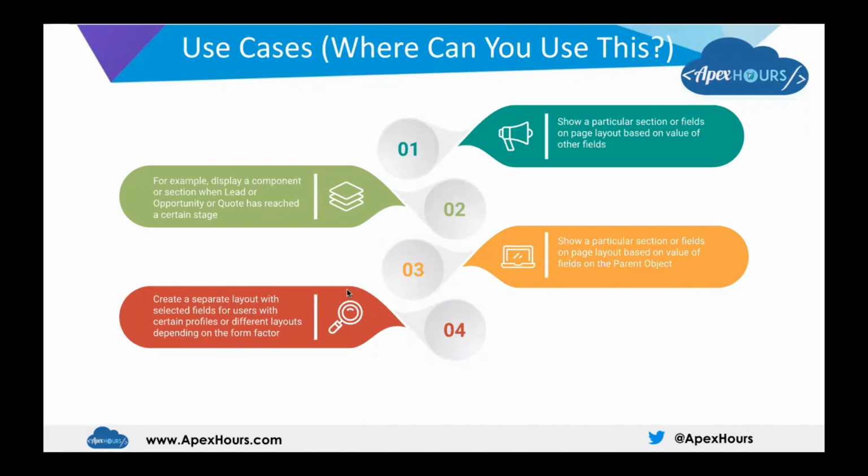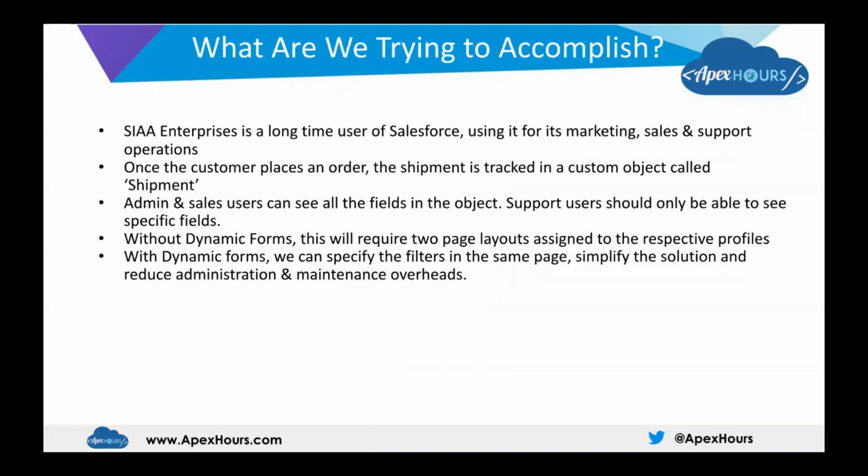We'll understand that with the help of a demo. But before we get into the demo, let's take a look at the use case for this demo. Let's say that SIA Enterprises, a fictitious company, is a long-time user of Salesforce, using it for marketing, sales, and support operations. Once the customer places an order, the shipment is tracked in a custom object called shipment.